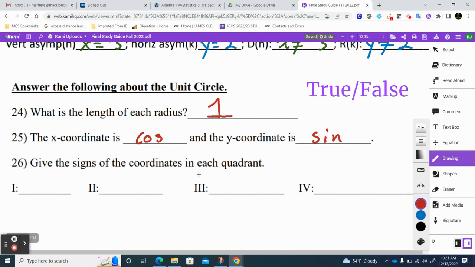All right. Give the signs of the coordinates for each quadrant. This means like what's x is going to be positive and stuff. So this would be plus plus, minus plus, minus minus, and plus minus.